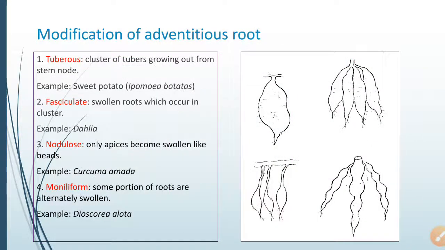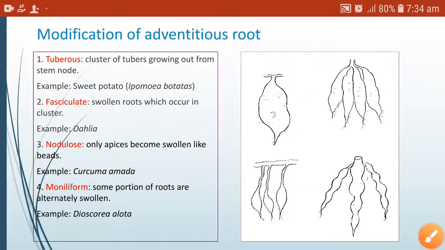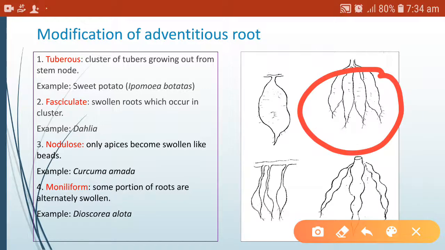Now, talk about modification of adventitious root. It is of four types, that is tuberous, fasciculate, nodulose, and moniliform. So, firstly, the tuberous is a cluster of tubers growing out from the stem node. Example, the sweet potato, Ipomoea batatas. Next, the fasciculate, the swollen roots which occur in a cluster form. Example, the root of a dahlia. And fasciculate will be represented in this type of diagram.